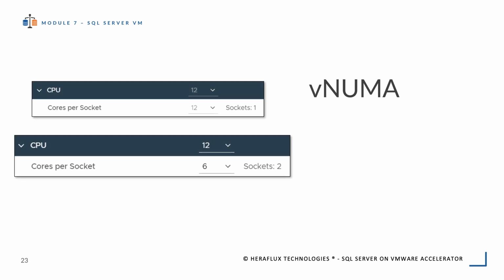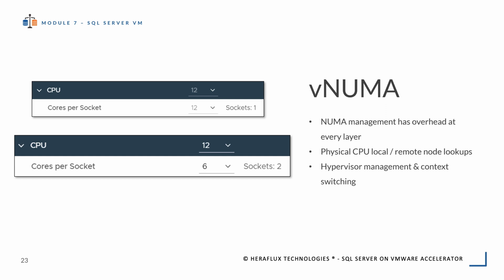The reason that vNUMA matters so much is that NUMA management has significant overhead at every layer of your infrastructure stack. Working from the bottom up, the physical CPU management has local or remote node lookups for both CPU and memory. The hypervisor layer has context switching and NUMA management for memory and CPU workload assignments. Your operating system has to do the exact same thing. So does SQL Server.